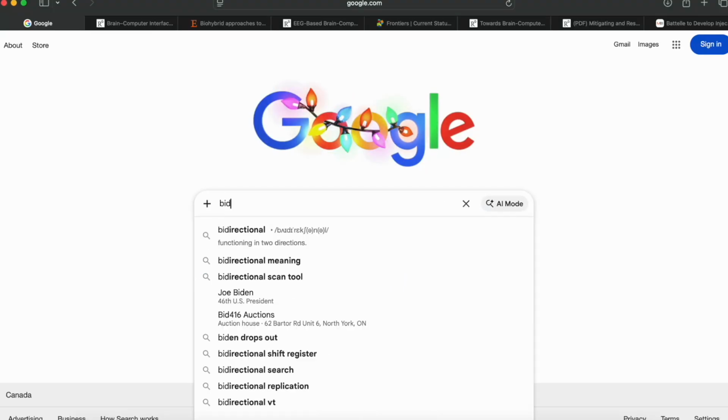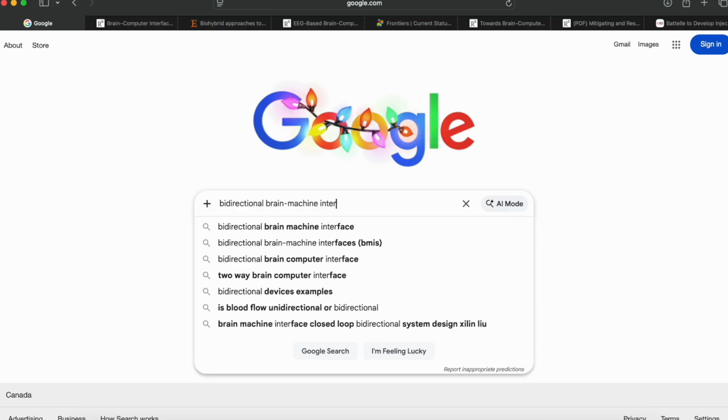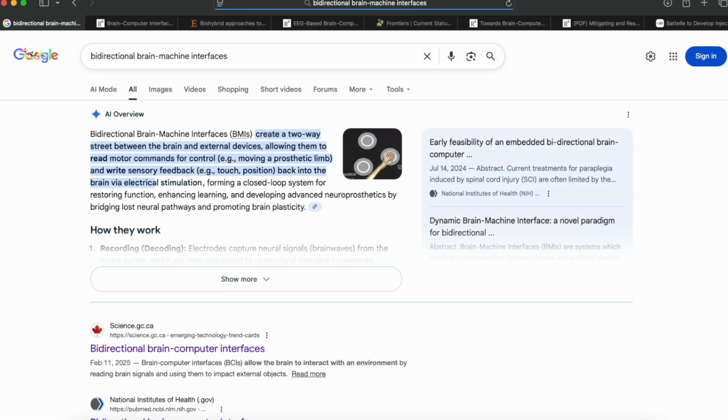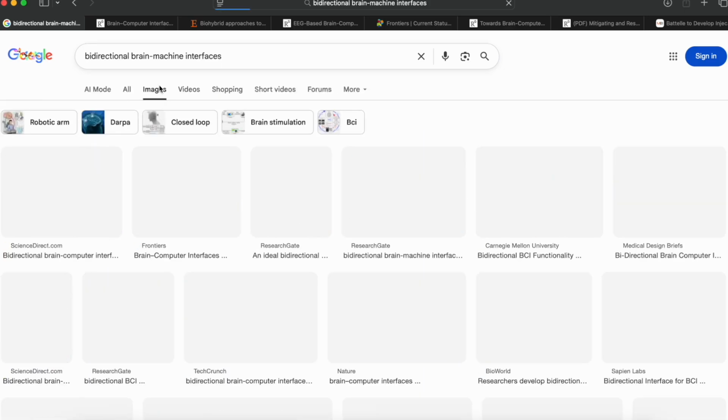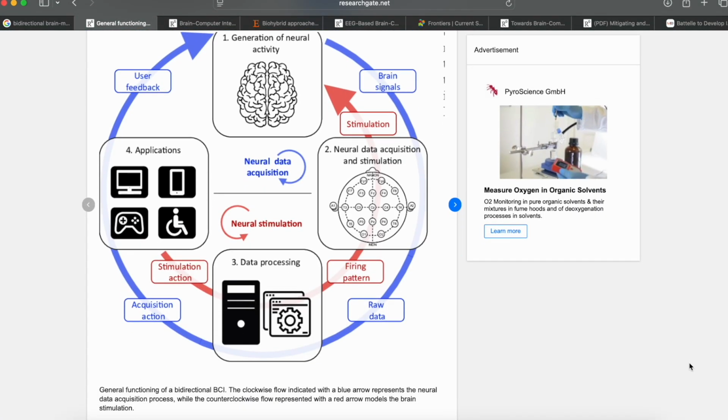We're going to Google bidirectional brain-machine interfaces, and we're going to click on the images. Let's open up this lovely image. General functioning of a bidirectional BCI. The clockwise flow, indicated with the blue arrow, represents the neural data acquisition process, while the counterclockwise flow, represented with a red arrow, models the brain stimulation.